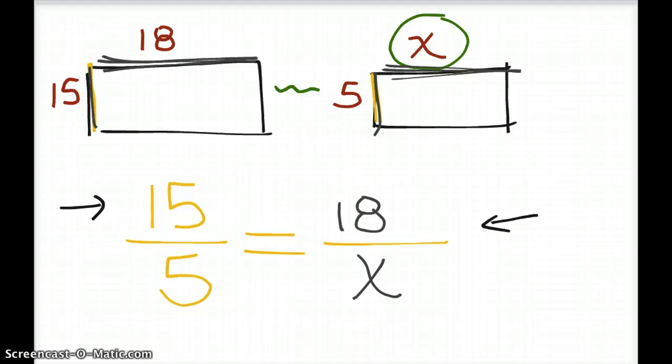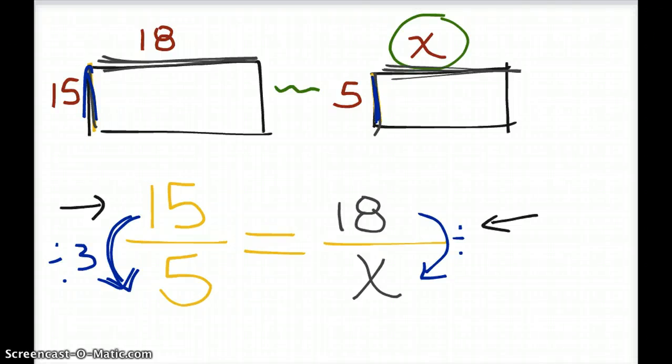There are a couple of different ways you can solve it. I like to think about how I got from 15 to 5. Well, it's divided by 3. This is 3 times smaller. So over here, if I do the same thing, 18 divided by 3, I get 6. So this missing side length is 6 in order for those to be similar. Okay, let's check out another one.